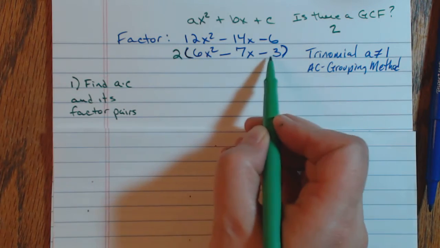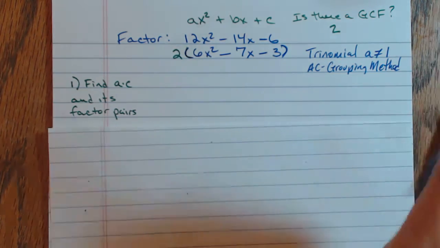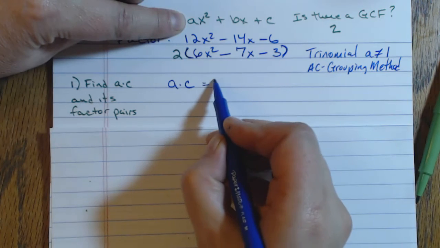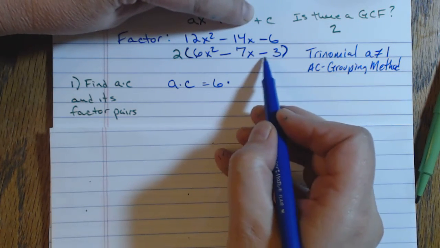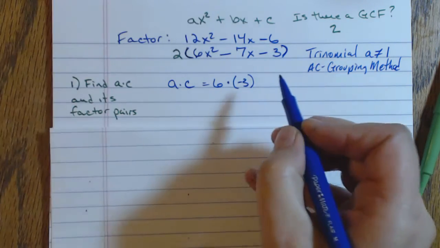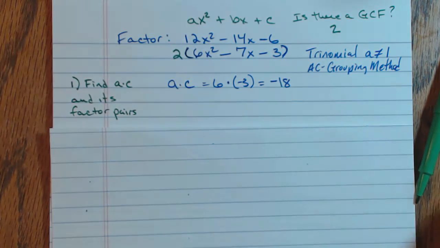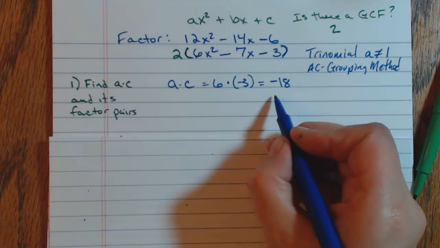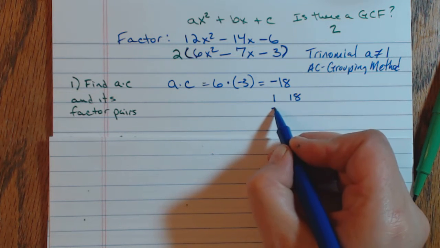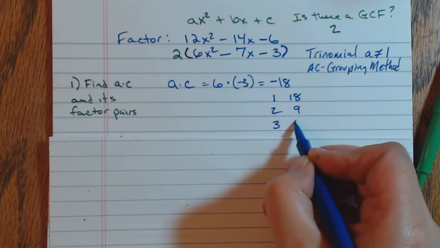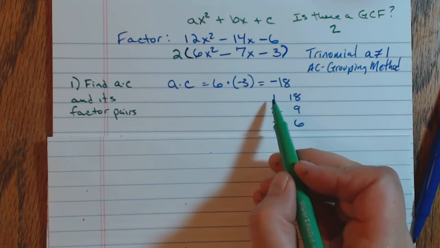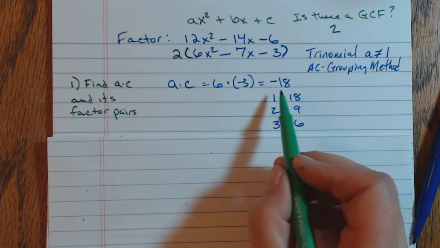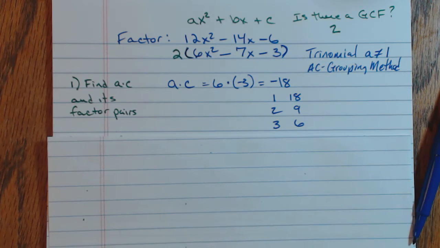So in this trinomial I have remaining, if I look at A times C, A, the coefficient of the squared term is 6, and C, the constant term, is a negative 3. So I have 6 times negative 3, which gives me a negative 18. My next step then is to do the factor pairs, and the factor pairs of 18 are 1 times 18, 2 times 9, and 3 times 6. So I know that I'm going to have one of these as a positive and one as a negative for each factor pair because their product is a negative number, so I need one of each sign.